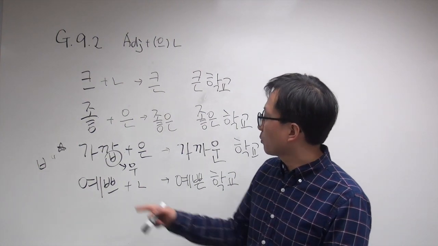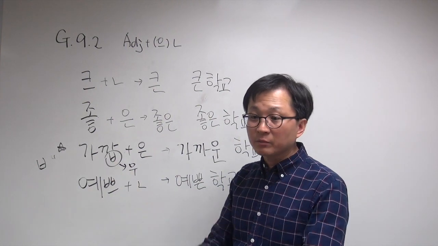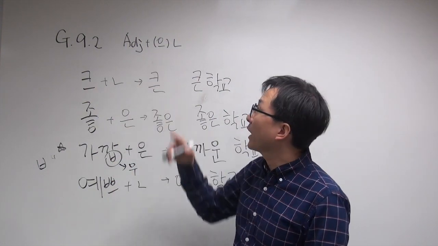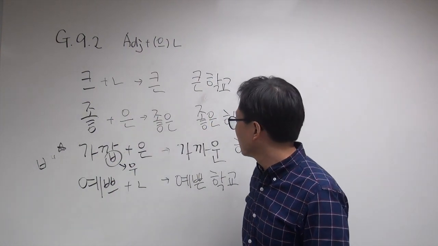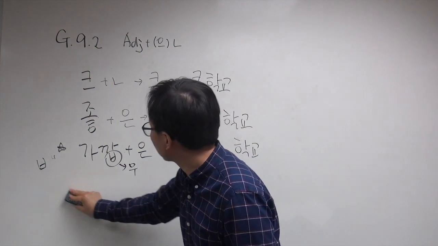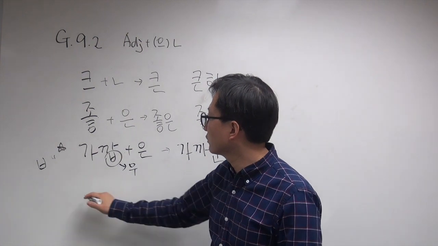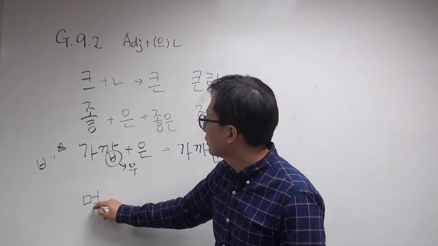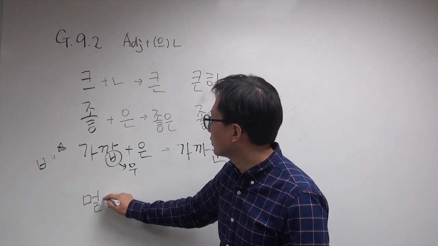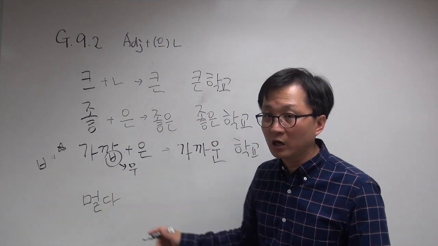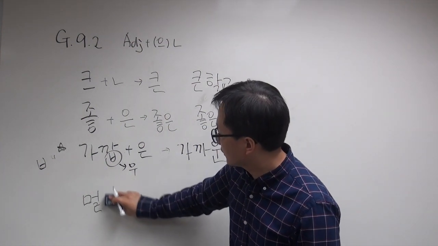We just talked about an irregular, and there are not many irregulars for adjective forms. Let me just give you one more irregular. There are two irregulars. The other one is 멀다, you know? 멀다. What does it mean? To be far. 있잖아요. And we just need the stem.